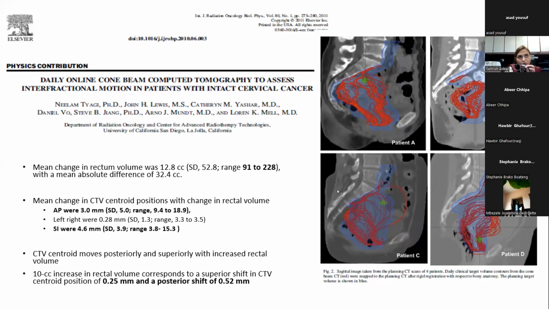That's why we should follow the bladder and the rectum protocol when we are doing the treatment of pelvic patients, because a big change in the position of the rectum and the bladder can make a marked difference in the dose distribution around the CTV. So in this paper, they said that a 10 cc increase in the rectal volume corresponds to a superior shift in CTV centroid position of 0.5 millimeter and a posterior shift of 0.52 millimeter.